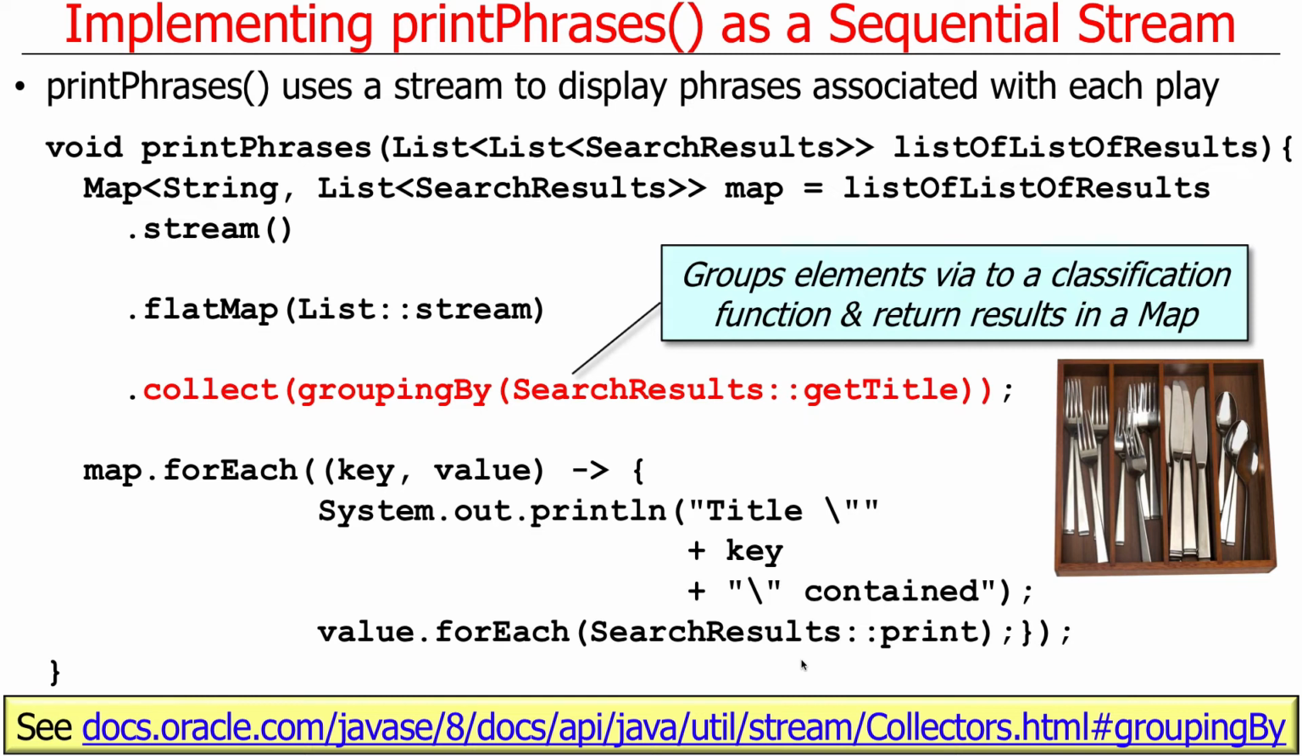And so it's going to group things together using the classification function, which is this method reference, which gets the title of the work and uses that as the key to the map. And so that'll, of course, trigger the intermediate operations, and it'll go ahead and return the results as a list of search results. So again, I always like to think about this in terms of grouping stuff like the silverware drawer that you have to organize your forks and your knives and your spoons. It just puts them in the right bin.